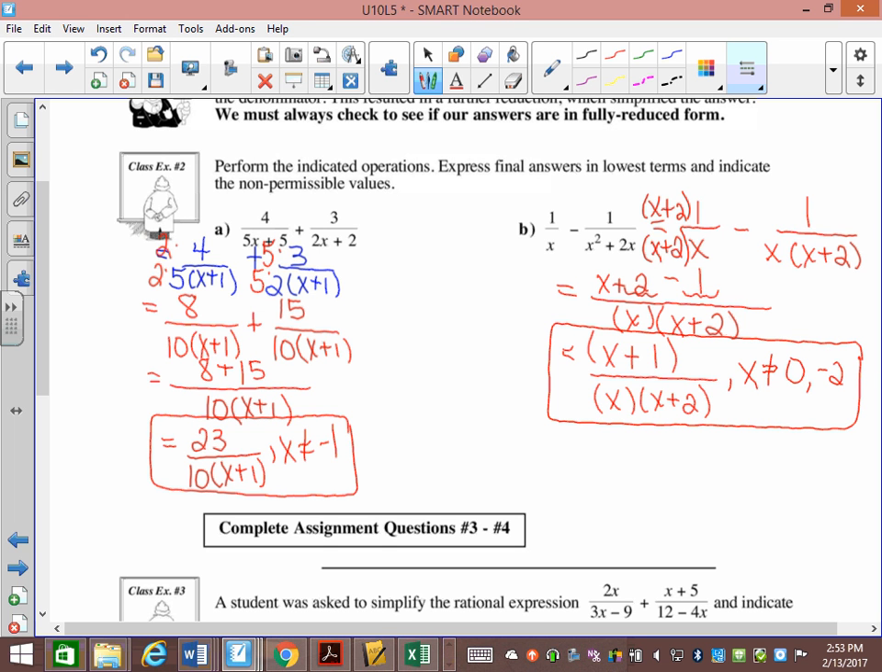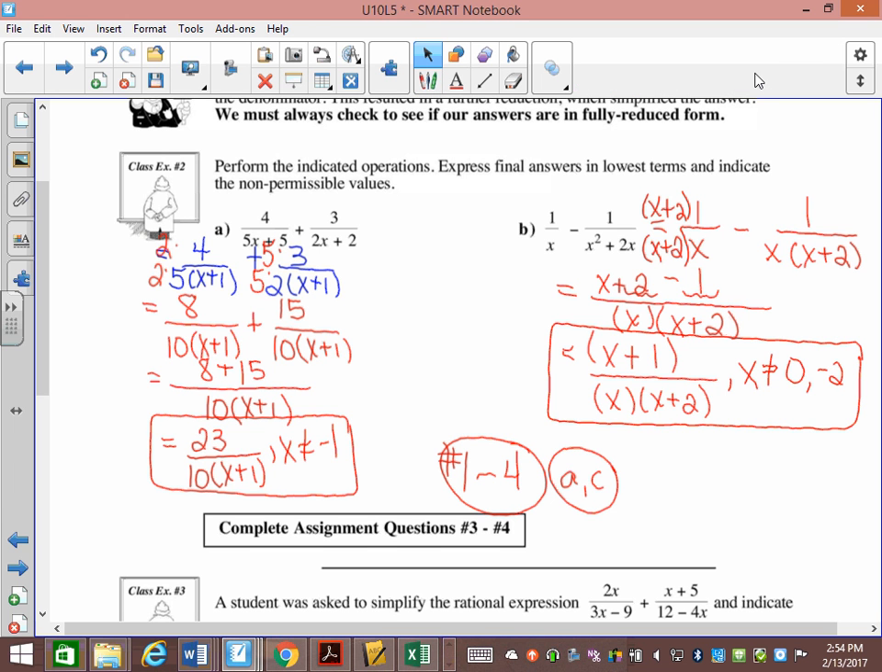So we're going to go to 3 and 4. Do AC for both of them. So that's your homework. 1 to 4, A and C for all of them. Okay? And then you need to work on that hand in. 1 to 4, AC. Do this first while you're here so you can ask me questions if you're stuck.